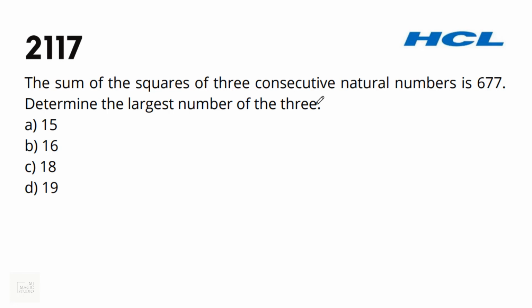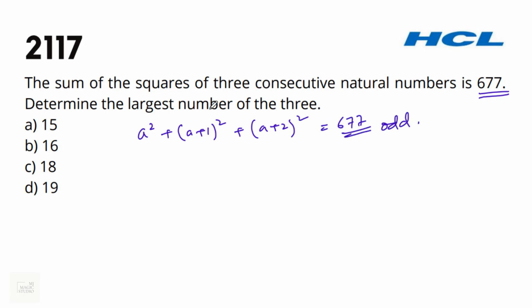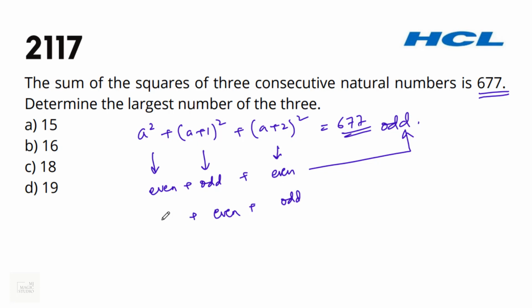The sum of squares of 3 consecutive natural numbers is 677. Now it is like a square plus (a plus 1) whole square plus (a plus 2) whole square is 677, and this is an odd number. Determine the largest number of the 3. So if the largest number is even, the middle one should be odd and the first one should also be even. Then even plus odd plus even should give an odd number. If the largest number is odd, then the middle one is even and the first one should also be odd. Now odd plus even plus odd is even. That means this particular knowledge will be of great help.